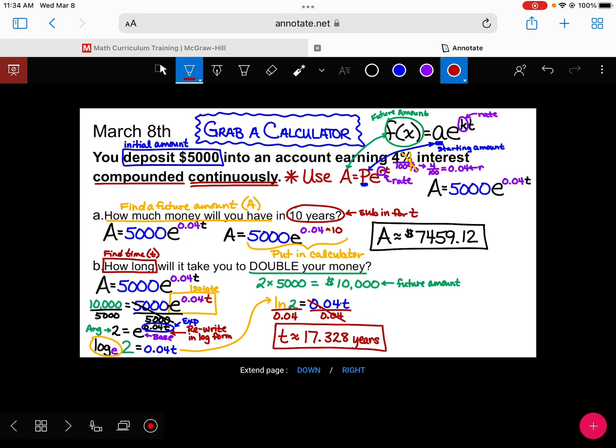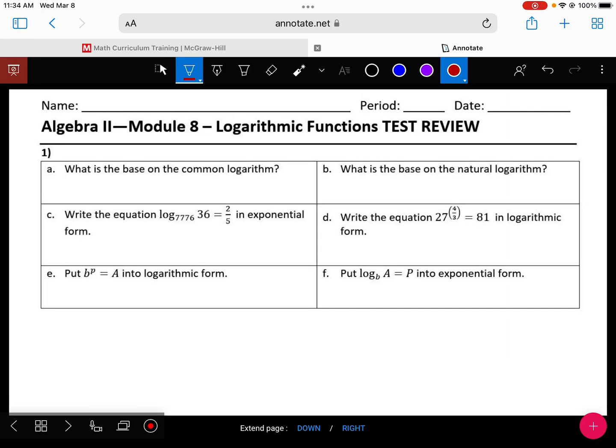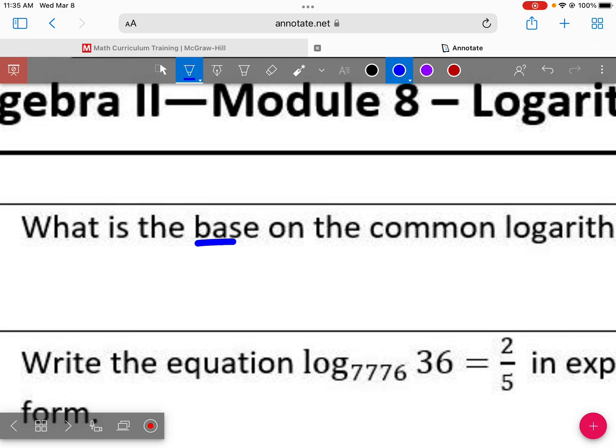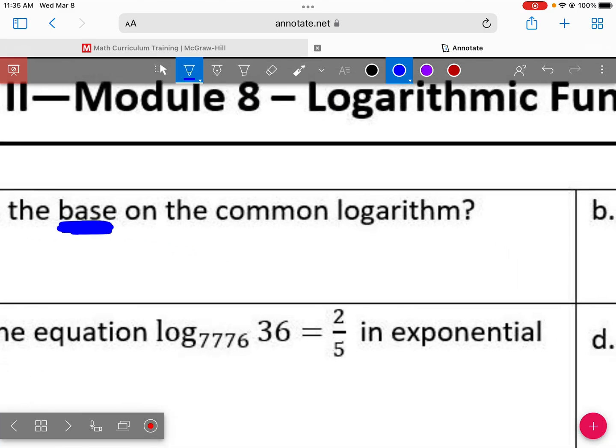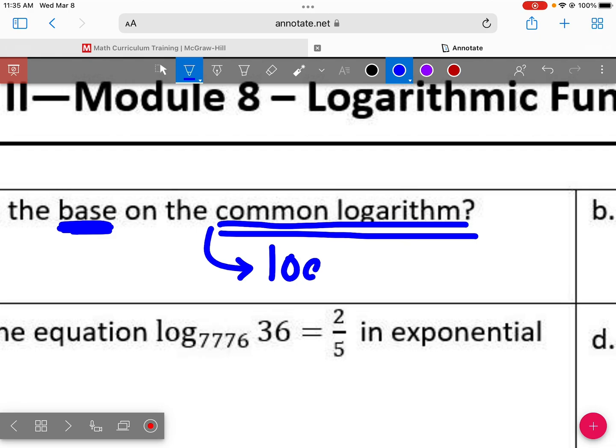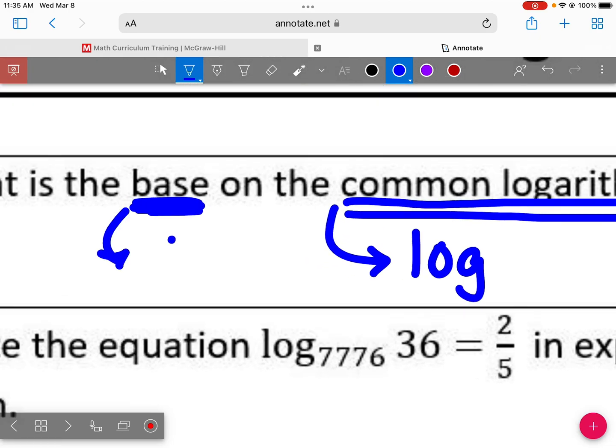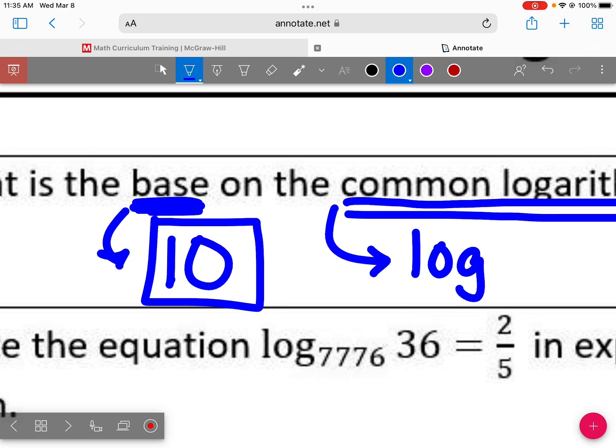All right, go ahead and pull out your review. When is the test? Friday. Let's start rocking through this review. First question should be pretty quick, even though we've got 6 parts to it. We want to find the base on the common logarithm. What is the common logarithm? What does it look like? LOG. Base 10, yes. So my answer on part A is just 10.